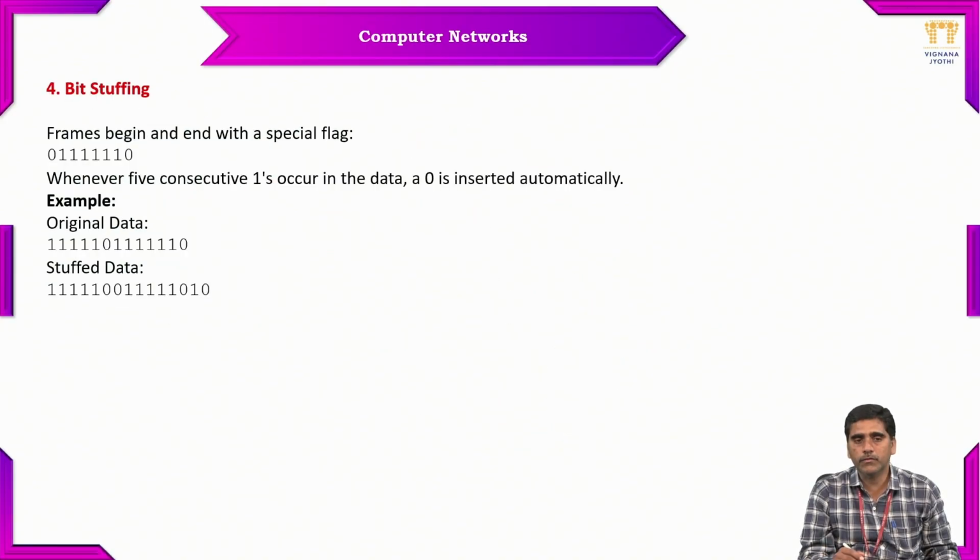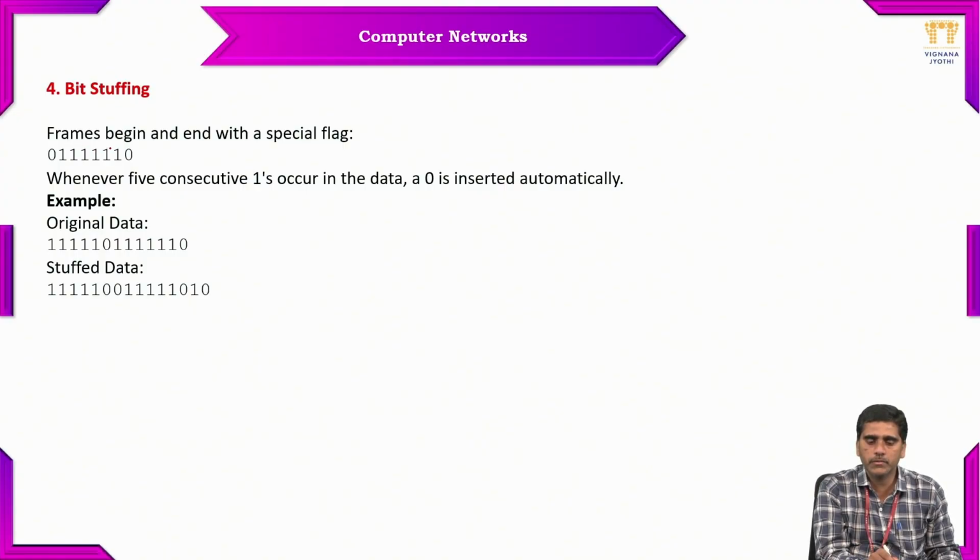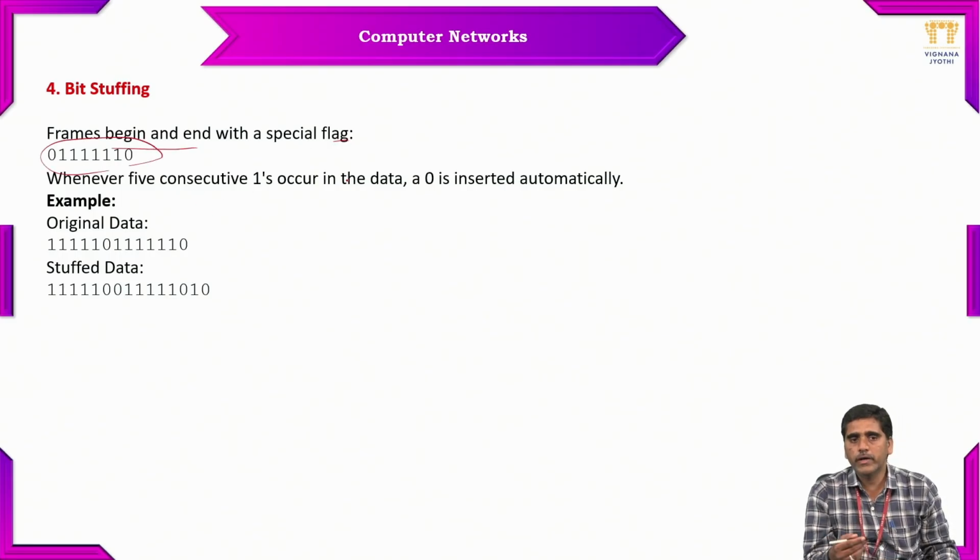And the fourth one, bit stuffing. Bit stuffing is nothing but stuffing the bits. Wherever you are going to stuff, you replace with the stuffed bit. Here the frames begin and end with a special flag. Suppose take an example, this is the data. Whenever 5 consecutive ones occur in the data, a 0 is inserted automatically. This 0 is what you are stuffing as a bit.